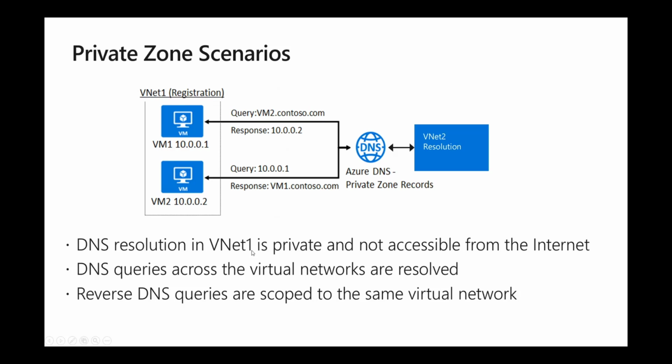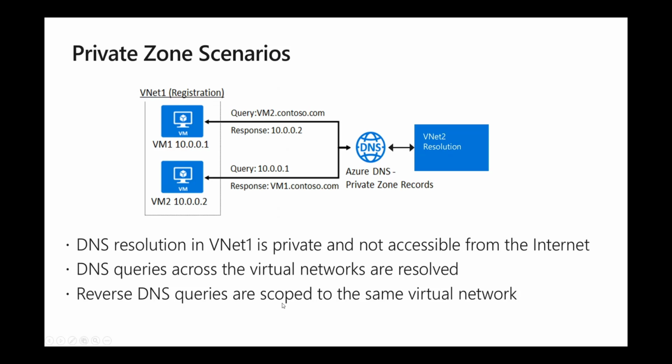DNS resolution in VNet 1 is private and not accessible from the internet. These are not accessible because this is private, and there is another one which is public. So it's a complete segregation of private and public. DNS queries across the virtual networks are resolved. So if you try an nslookup of this VM from here, it will work fine because this record is available there, and it will report that this is the VM.